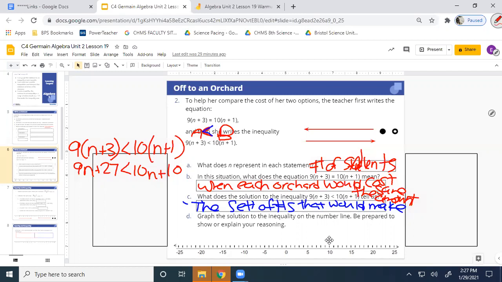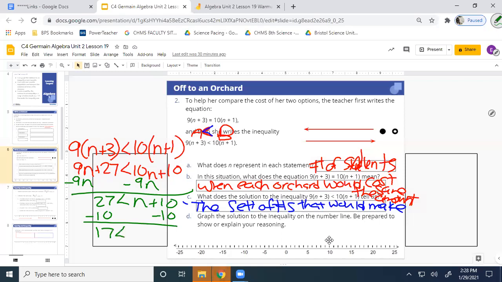So what would be my first move here, Jason? Subtract 9n. Very good. I would subtract 9n from each side. Minus 9n, minus 9n. I'm going to get 27 is less than n plus 10. How do I get my n by itself, Caleb? Minus 10 from both sides. Very good. I'm going to be left with 17 is less than n. So when 17 is less than n, what? N is bigger than 17.